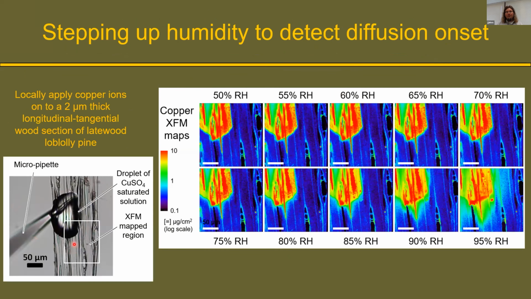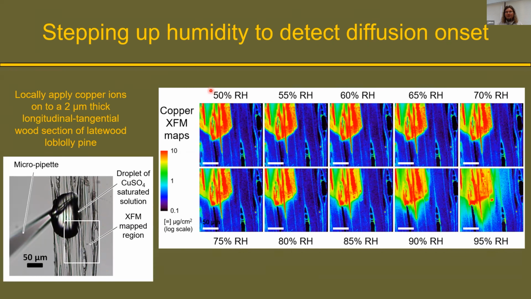So here's an example of our experiment to step up the humidity to detect the diffusion onset. Here's our 2 micron thick section. Here's our locally applied ions in an aqueous solution. And then this is the region that we actually mapped inside of sector 2 IDE. For example, you can see here's the copper. Here's that ray cells right there.